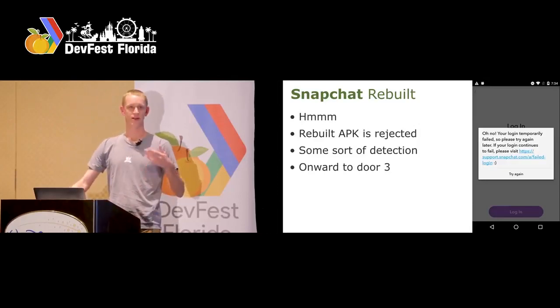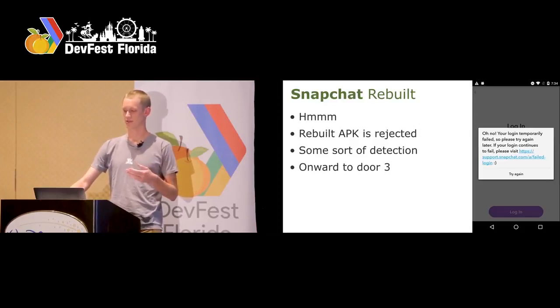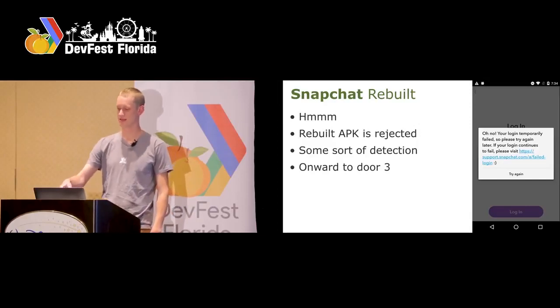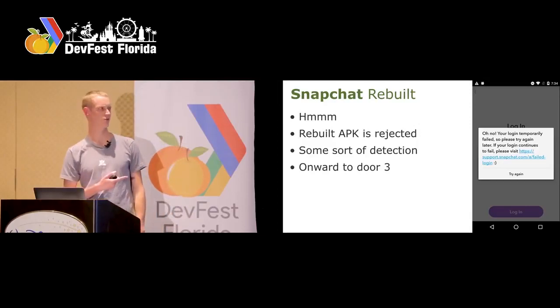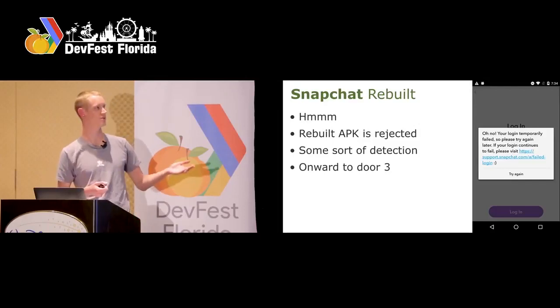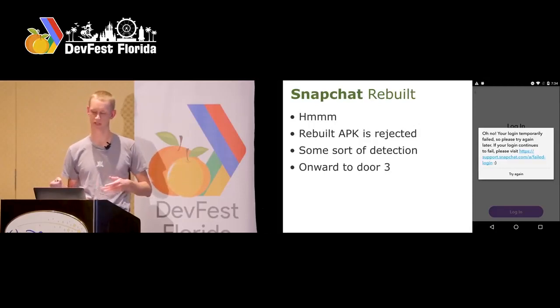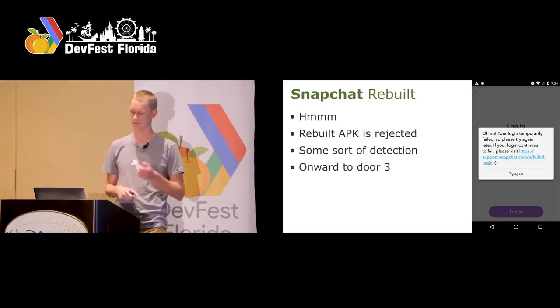I got one request through, but then Snapchat blocked me again. It said, "Oh no, your temporary failed. Try again." If you click that link in there, it leads you to a page that says don't use third-party apps, which was strange. Even though I was using the official app, they detected that I wasn't. It was the official app with some changes, but it wasn't official. I was like, wow, how did they do that?